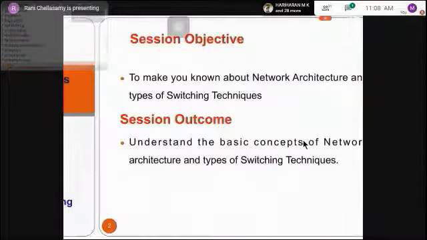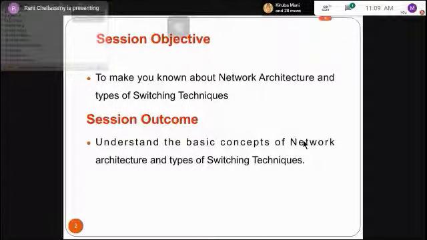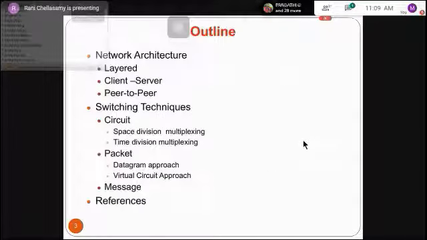The objective of today's session is to know about the network architecture and the types of switching techniques. And the outcome of the session is that the students may be able to understand the basic concepts of network architecture and the types of switching techniques. And this is the planned outline agenda for today's session.